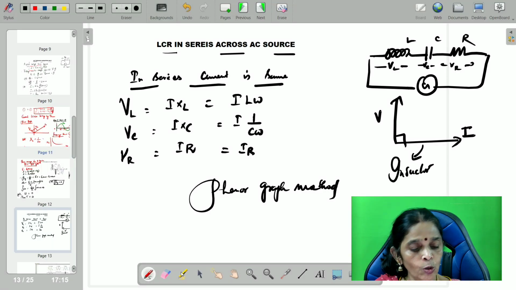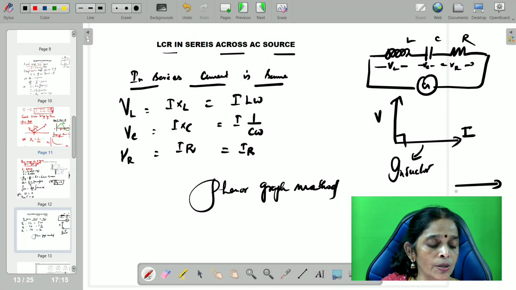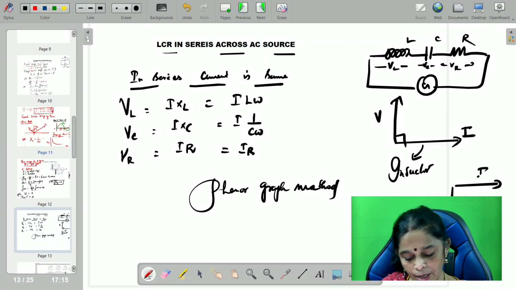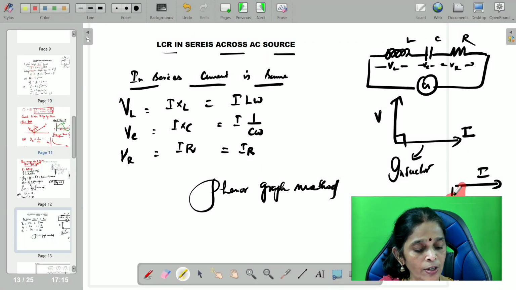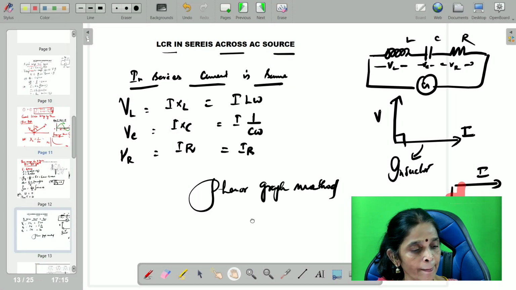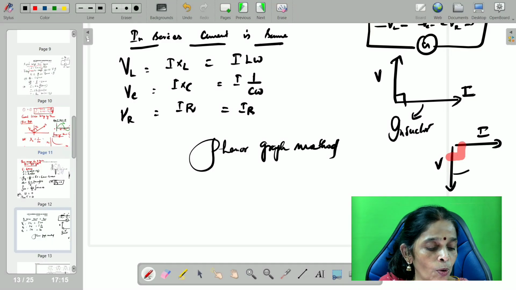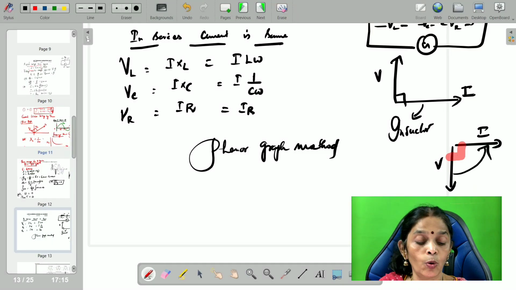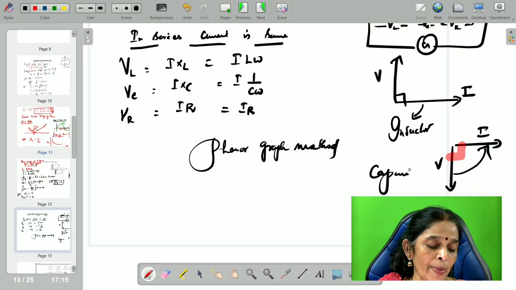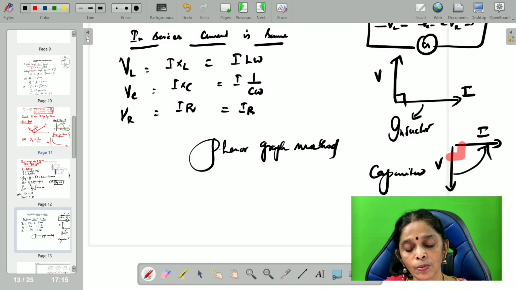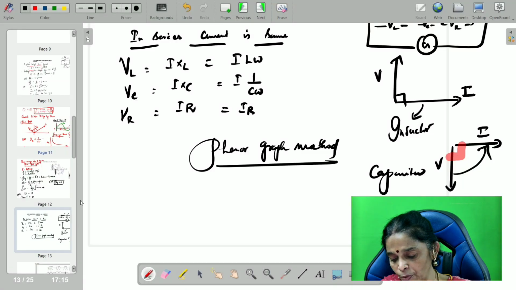Now one more I'll give you, check. This is current. This is voltage. Now you tell me. Is the current above the voltage or below the voltage? Yes, of course it is above the voltage. Since it is above the voltage, therefore it is capacitor. Like that you have to find it. So, the phasor graph method we are going to see.